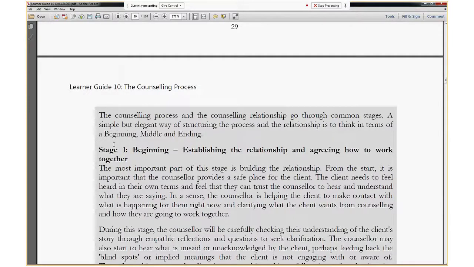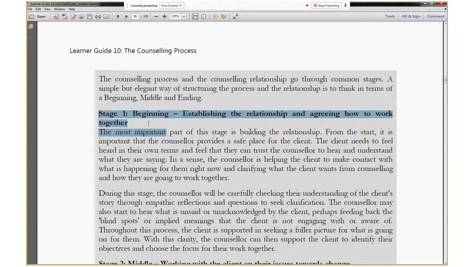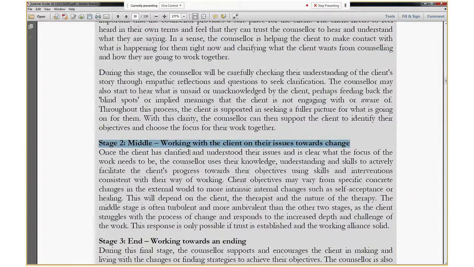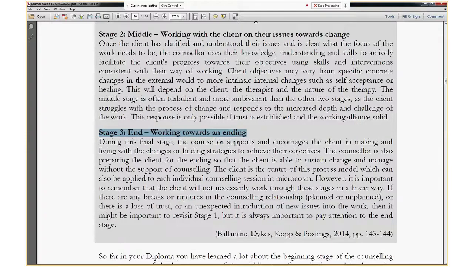Stage 1 in the counseling process is establishing a relationship and agreeing how to work together. The middle stage in this 3-step process is working with the client on their issues towards change, and ultimately they'll be working towards an ending. Now, that is for the whole counseling series, but it's also for each counseling session. There's a beginning, a middle bit, and an ending.